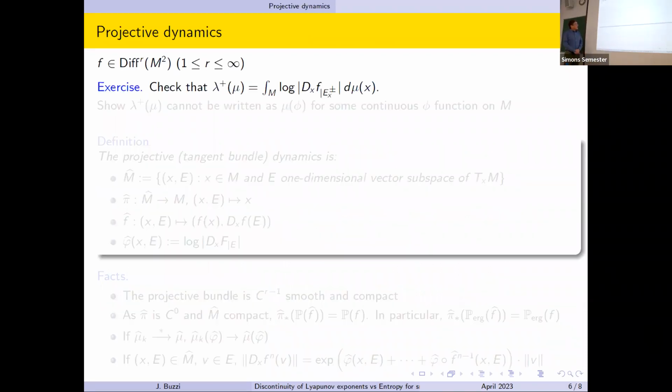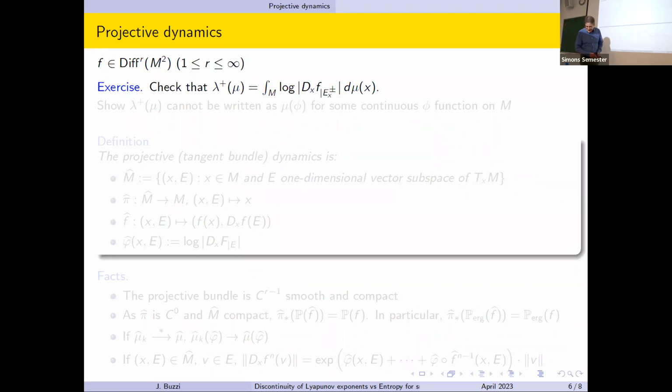Okay, so now we go to our projective bundle on surfaces. One thing that you can check as an easy consequence of Oseledets' theorem is that the top Lyapunov exponent is just the average of this function, the logarithm of the norm, here E plus.